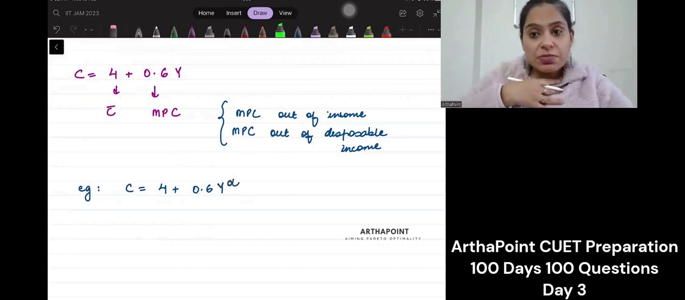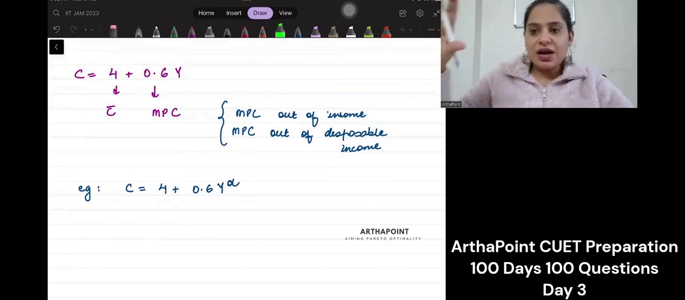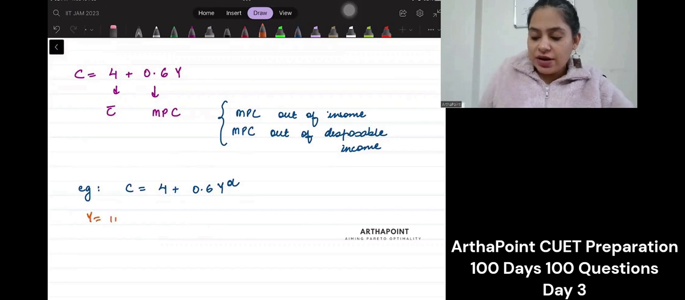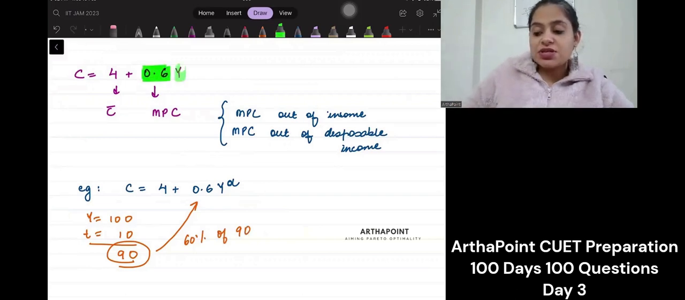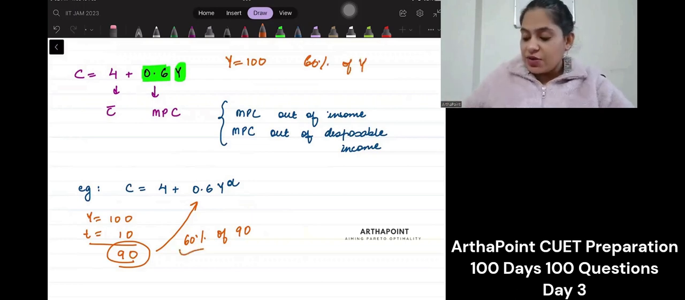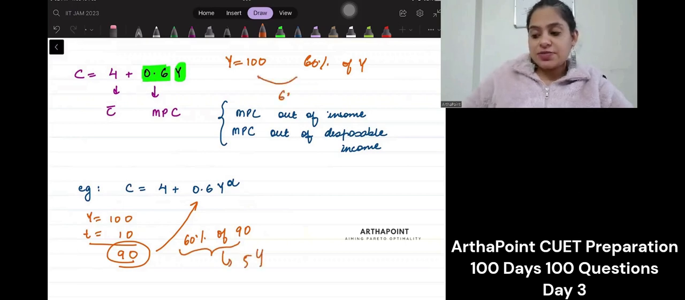जितनी मेरी डिस्पोजेबल इनकम बचेगी, the income I will be left with after I pay taxes, उसमें से मैं 60% कंज्यूम करूंगी. So you know, if my income is 100 and I pay a tax of 10, then my disposable income is 90. I will be consuming 60% of this 90. जबकि ये कहता है I will be consuming 60% of income. So if my income is 100, I will consume 60% of Y. दोनों बहुत अलग बात है. यहाँ पर अगर आप देखो 60% of 90 is just 54 and 60% of 100 is 60.